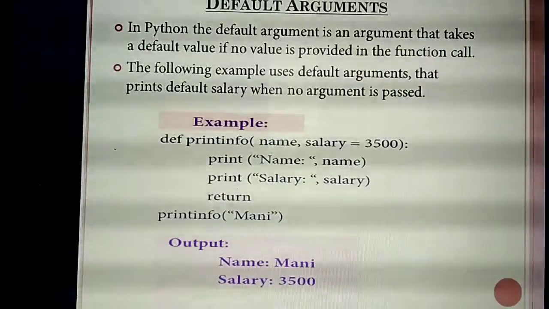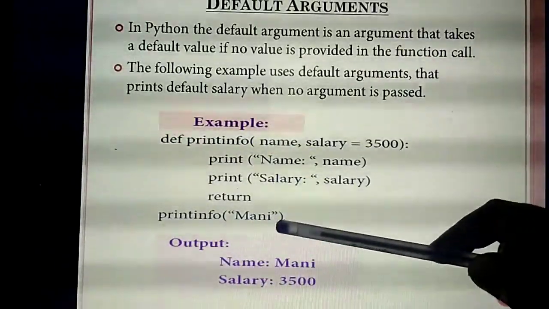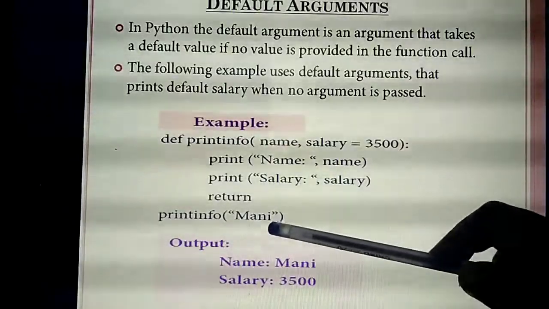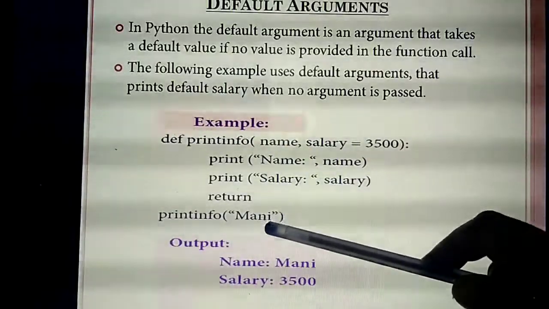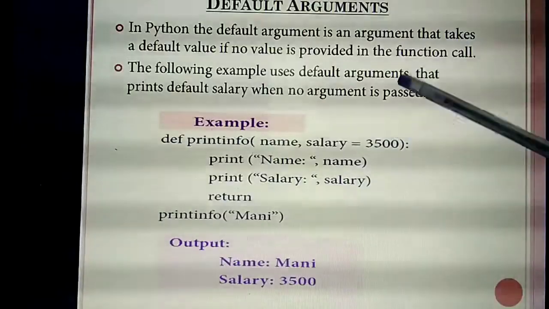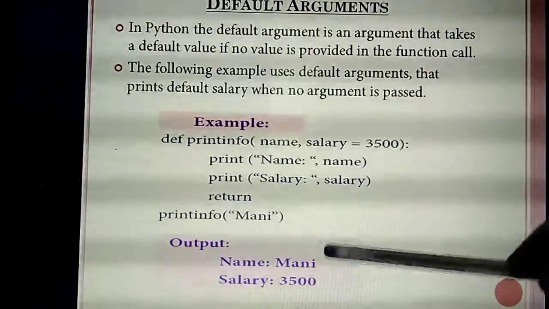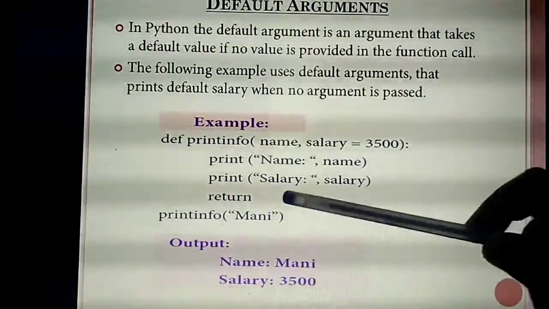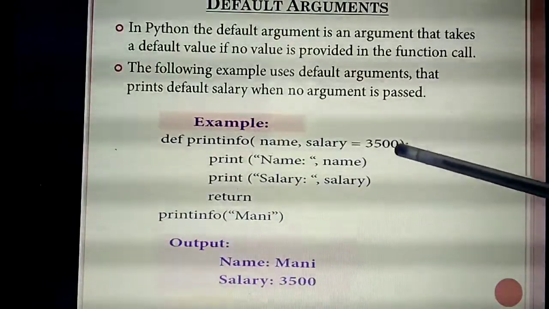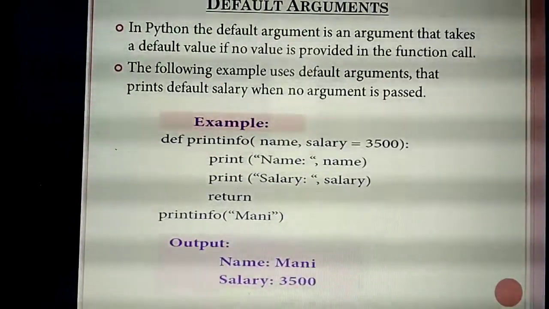So if you are not giving any values here, meaning in the place of passing values to the function, if you are not giving a value for the salary, then automatically when you run the program, all the outputs you get will show 3,500 in the place of salary. That is called the default value.